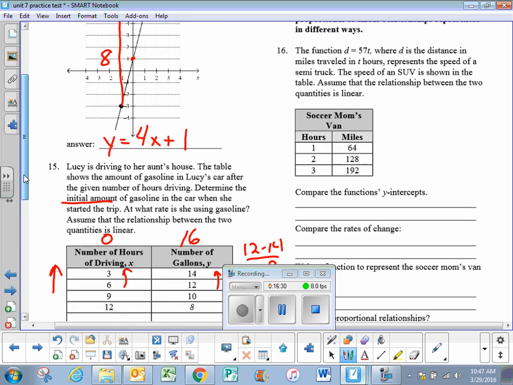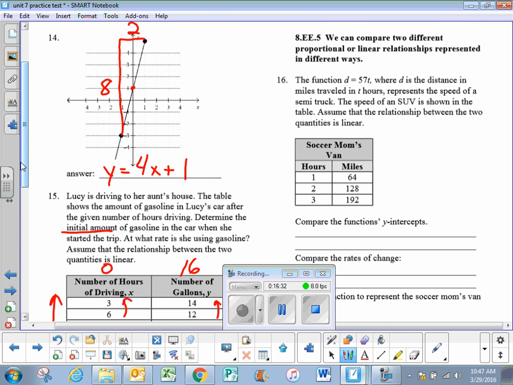Okay? So all we're doing is talking about a soccer mom and an SUV here. So where's the SUV represented? Okay? Let's just for fun make a table for the SUV, because I want to get this right. At 1 hour, how far would the SUV have gone? 57 miles. At 2, how far? 114 miles. And at 3, 171, right?